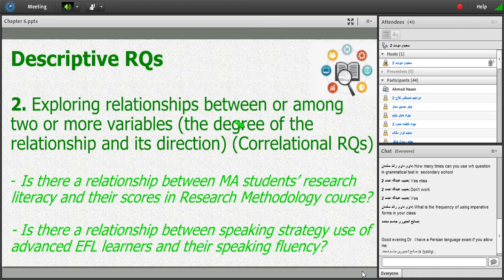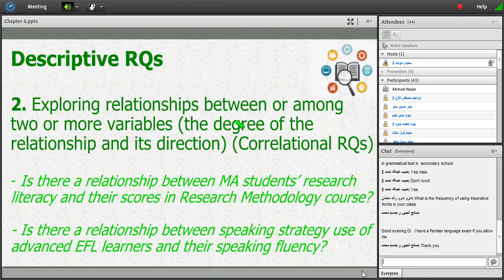So the degree of the relationship means whether it is a significant relationship or not. And its direction means whether there is a positive relationship between two variables or the relationship is negative. For example, look at this question: Is there a relationship between MA students' research literacy and their scores in research methodology course? These are two variables. I want to explore the relationship.